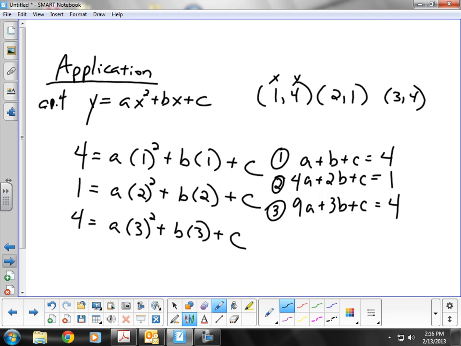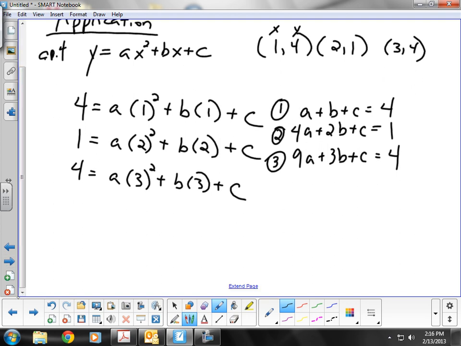Now, once you've got that set up, I use the exact same process that I used a minute ago. I'm going to use them together in sets of 2s, and I'm going to get rid of one of the variables. Which one do y'all want to get rid of first? Doesn't matter. Get rid of a, b, or c, but c is going to be the least amount of work to get rid of. The c's all have the same coefficient. All I've got to do is make them cancel.